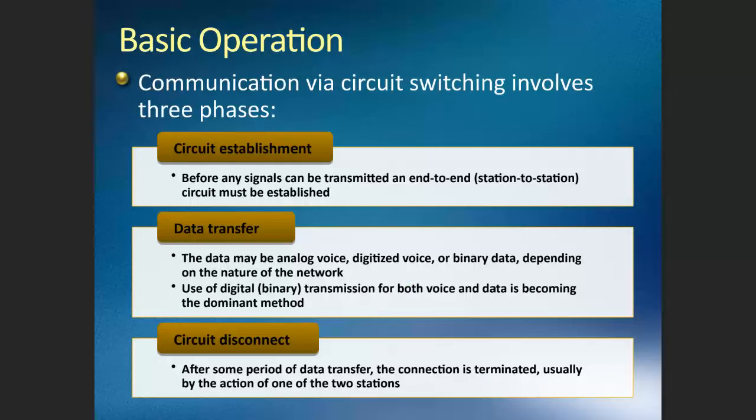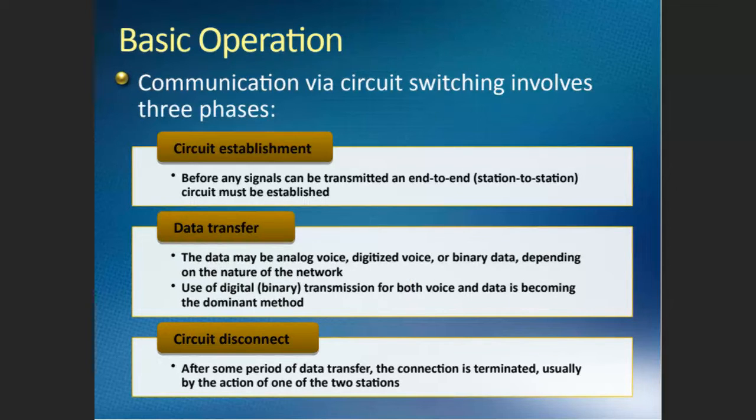The basic operation of circuit switching is three phases. First is circuit establishment. By the way, this is usually coming in the quiz. What are the phases? Explain the three phases. Circuit establishment: before any signal can be transmitted, an end-to-end or station-to-station circuit must be established.